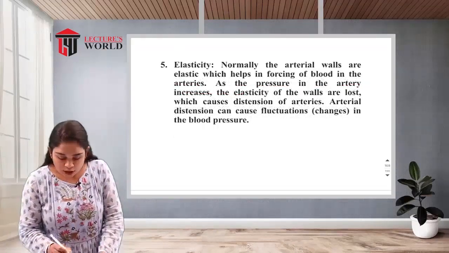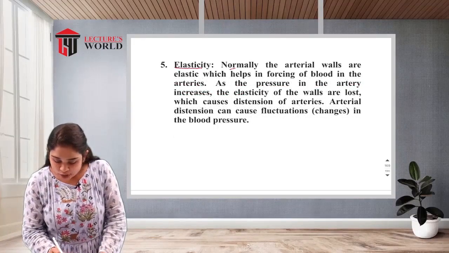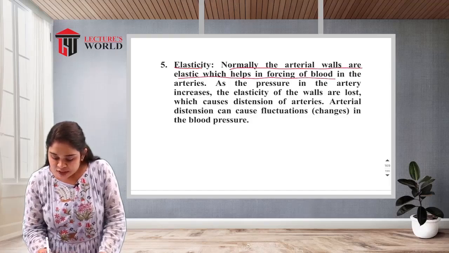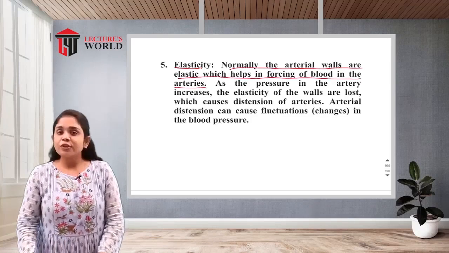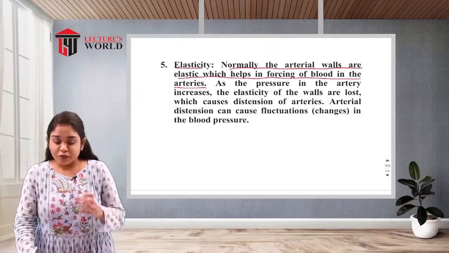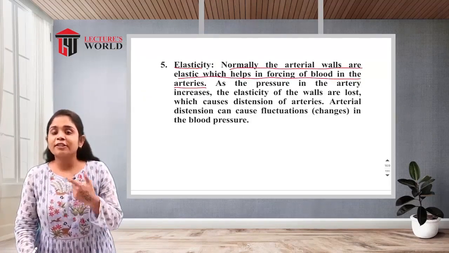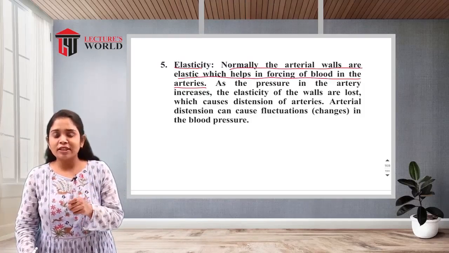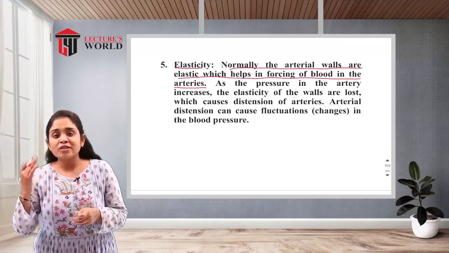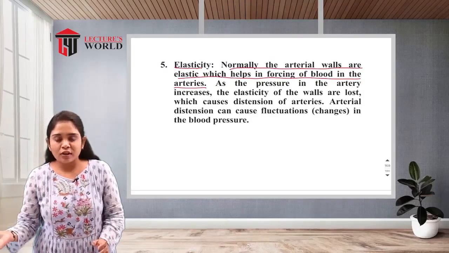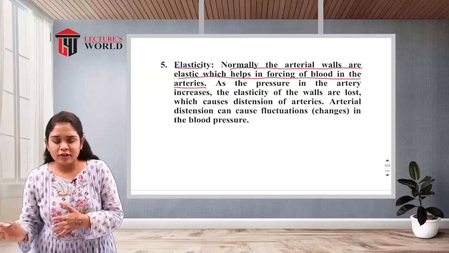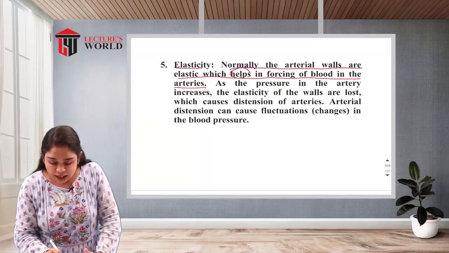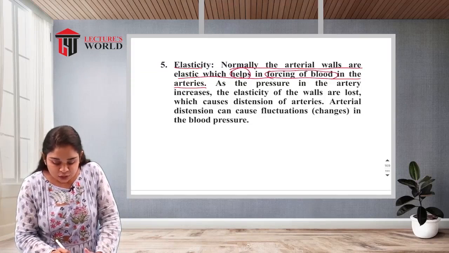So now we will talk about the elasticity. Normally the arterial walls are elastic, which helps in forcing blood into the arteries. So here we are talking about the elasticity of what? The arterial wall. Arterial walls have one kind of elasticity, so by that the blood is pumped to another organ or somewhere else. So it will help in forcing the blood into the arteries.